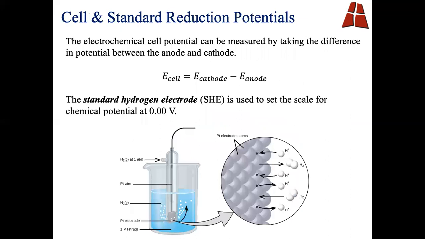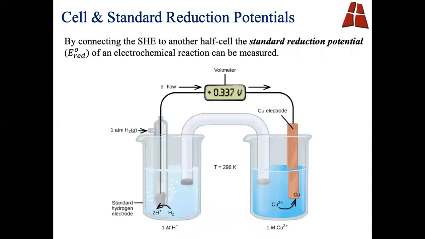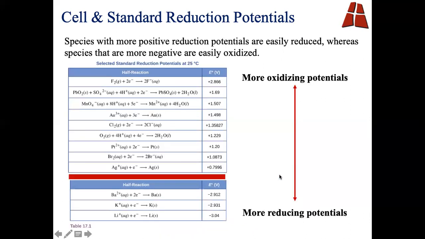Okay. We can, of course, use a specific electrode, the standard hydrogen electrode, in order to create a scale for chemical potential. So the standard hydrogen electrode is shown here, and it has a chemical potential of 0 volts. We can calculate the potential of any electrochemical cell by taking the reduction potential of our cathode and subtracting the reduction potential of our anode. Okay. And so this is an example shown here where we have our standard hydrogen electrode and we're measuring the potential of copper. Okay. These values are also tabulated.